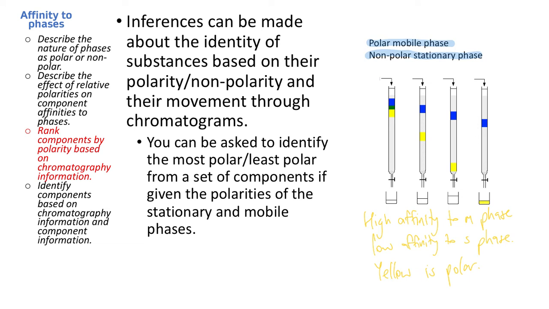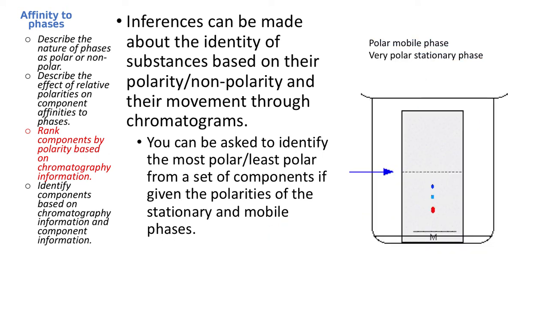All right. Therefore, if we're also making the same conclusions about the blue one, the blue one will have a high affinity to the stationary phase and a low affinity to the mobile phase, and therefore it will match the stationary phase, which means that it is probably non-polar. Okay, so that's the idea that you can talk about the polarity of the two substances.